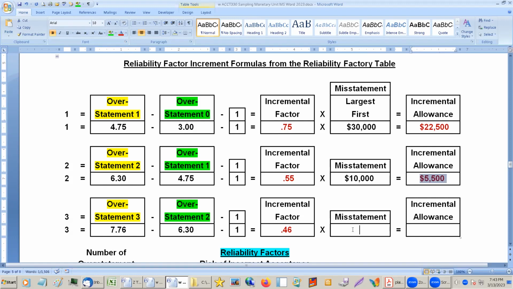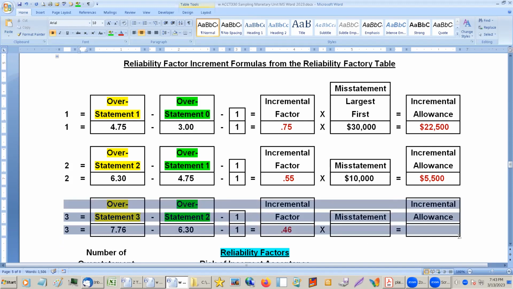And the third one really isn't a misstatement at all. You could put 0 in here. You really don't need it. Actually, you don't even need this one at all. Get rid of it completely. There is no third mistake.